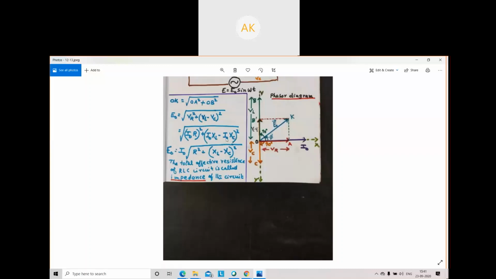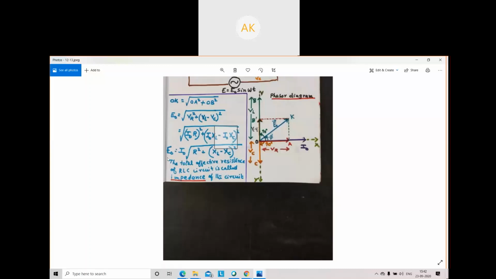I0 square is a common factor, so that is taken outside the square root. It becomes I0 into root of R square plus (XL minus XC) whole square. The total effective resistance of the RLC circuit is called the impedance of the circuit.